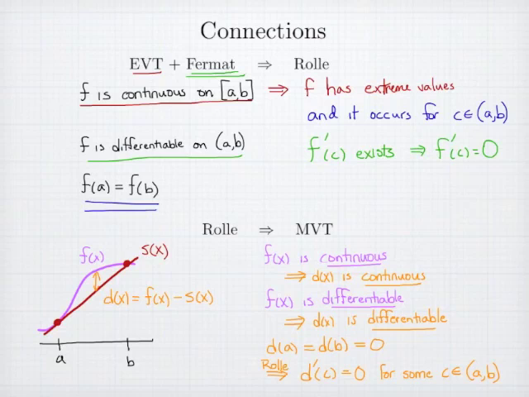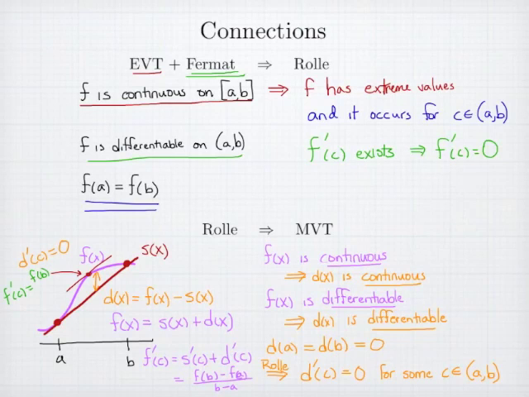And the cool thing is, because my function f can be written in terms of my secant line, which has a slope given by the average rate of change, and my difference function, this guarantees for me that the slope of my f function at c is the slope of my secant function plus the slope of my difference, which is simply the average rate of change. And so Rolle's theorem gives us a tool that allows us to show that the mean value theorem is actually true.